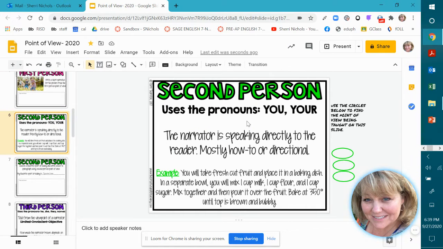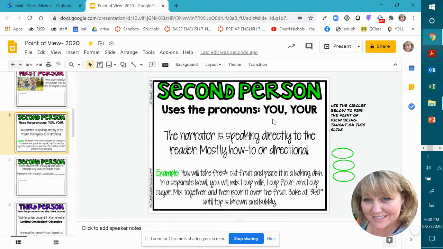Second person point of view uses the pronouns you and your. Now this is the least used point of view. The narrator is speaking directly to the reader the way I am speaking to you right now. Right now I am teaching this lesson in second person point of view because second person is mostly about a how-to or a directional. So an example would be: you take fresh cut fruit and place it in a baking dish. In a separate bowl, you will mix 1 cup milk, 1 cup flour, and 1 cup sugar. Mix together and then pour it over the fruit. Bake at 350 degrees until the top is brown and bubbly.